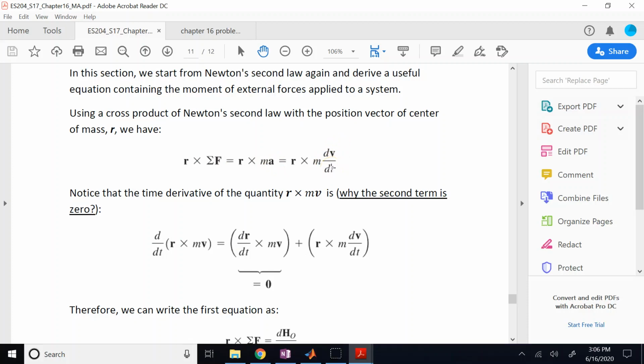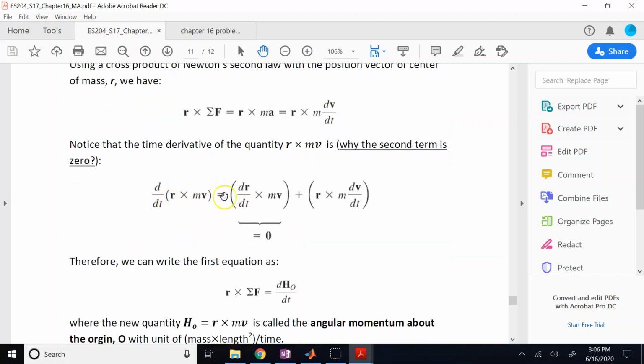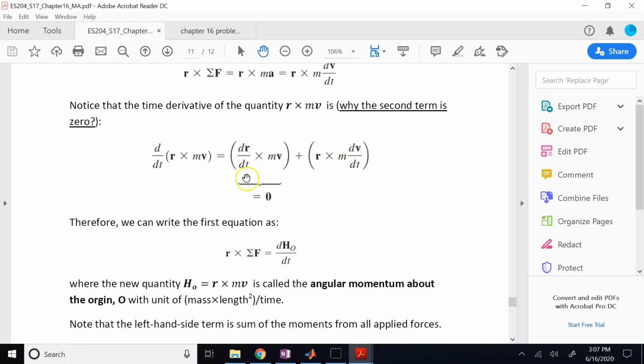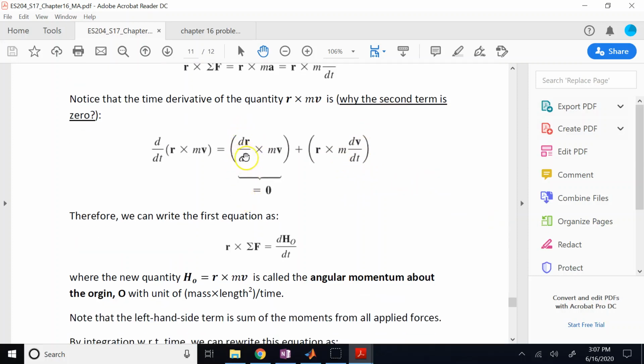Good. So now I'm going to do something. What is this right-hand side? Let's take a look. In order to look at this right-hand side, I do some vector manipulations. I take the time derivative of r cross mv. What do you think would happen if I take the time derivative of r cross mv? Since this is a product, it's going to be the derivative of the first one cross the second one plus the first one cross the derivative of the second one. But this dr over dt here is what? That is v, velocity. So what you have here is v cross mv.